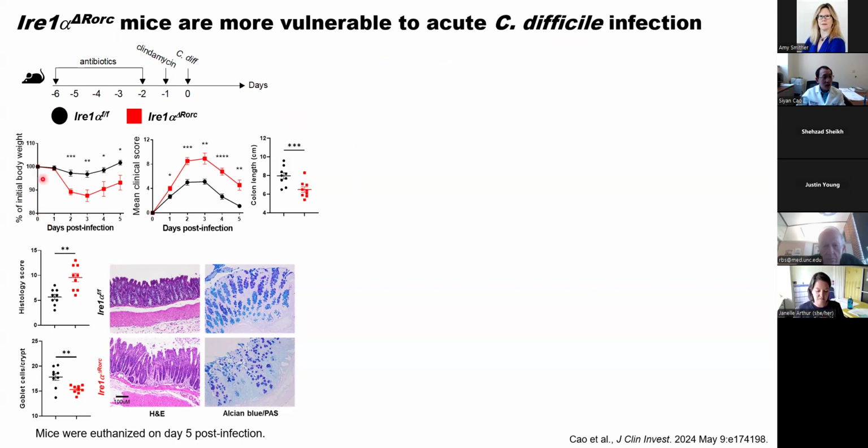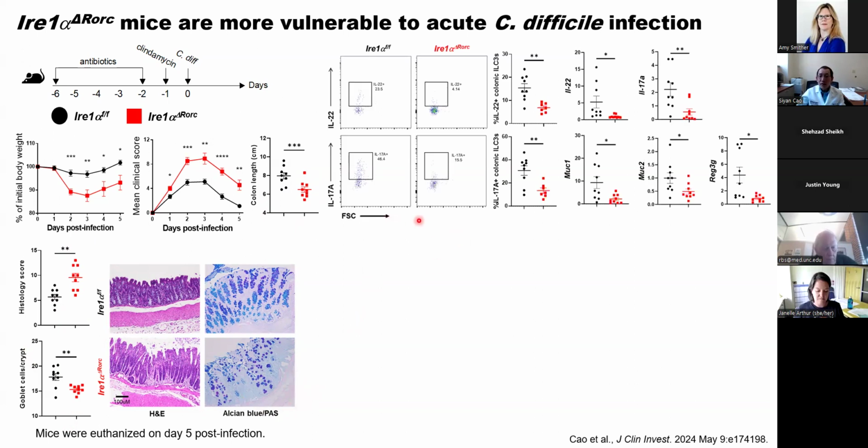And here you can see the knockout mice, the red squares, had developed more severe disease as indicated by the weight loss, clinical scores, and shortening of the colon. And histology also gave us higher histology scores upon infection, as well as more goblet cell loss by Alcian blue and PAS staining. And upon infection, the ILC3s from the knockout mice produce less cytokine, including IL-22 and IL-17A, which is consistent with ex vivo stimulation I showed in the last slide.